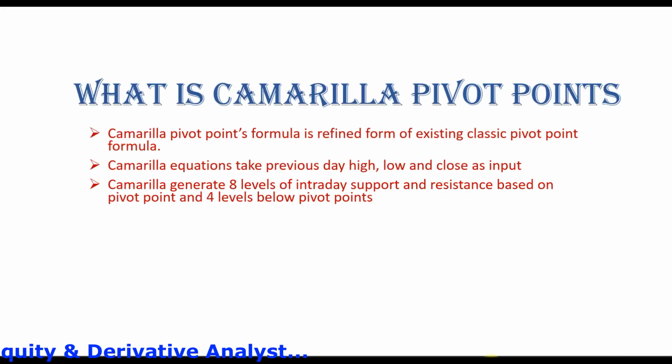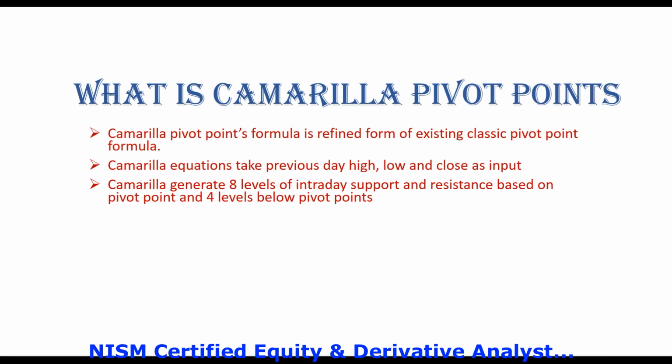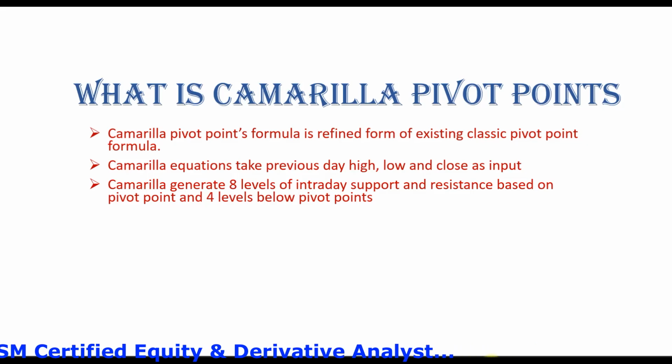So in order to trade with the Camarilla pivot points, we need to understand what Camarilla pivot points are. This formula is a refined form of the existing classic pivot point formula. And how is this equation derived? This equation takes the previous day's high, low and close as input. Also, Camarilla generates 8 levels of intraday support and resistance: 4 levels above the pivot point and 4 levels below the pivot point. And there is also a formula for how these levels are derived.